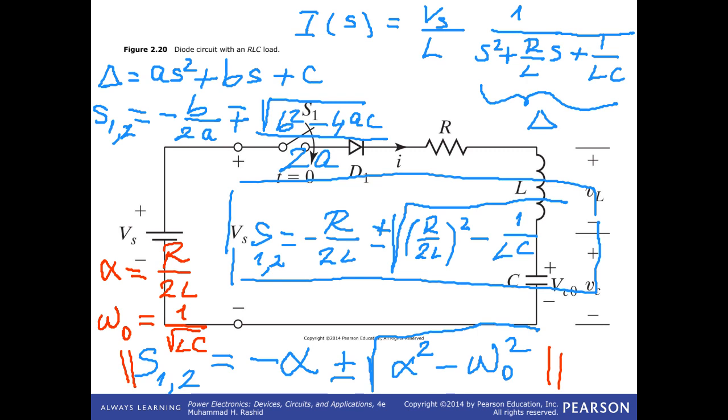There are cases. For example, if alpha is equal to omega o, the square root part becomes 0, and S1 and S2 are equal. If S1 and S2 are equal, so what's happening? It is the critically damped case. You see, that is very important.